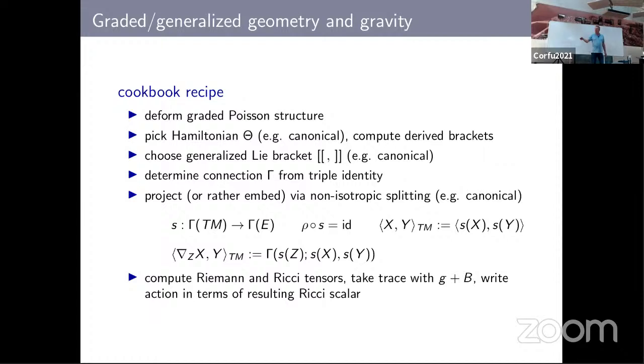Determine the connection by the triple identity that I've just shown you. And then there's one more thing that you need in the end. You need to embed the tangent bundle into this double bundle. And from that, you can then extract a connection on the tangent bundle. You can compute the Riemann and Ricci tensors, take traces, and write down action terms, and the action in terms of the resulting Ricci scalar. So it's a complete cookbook recipe.